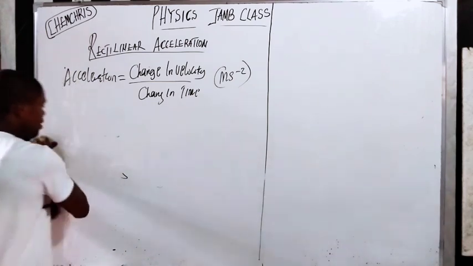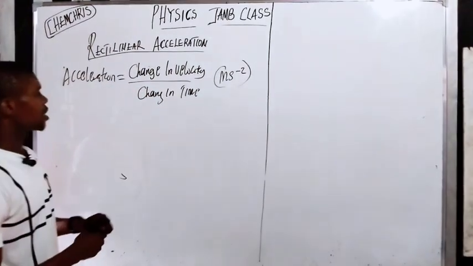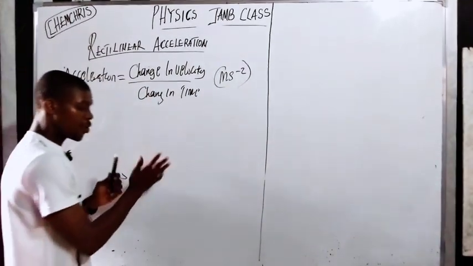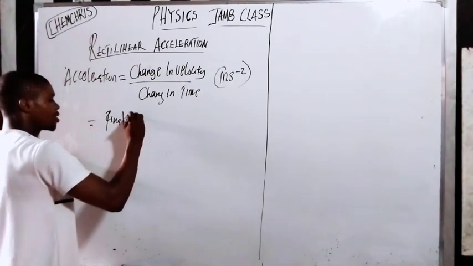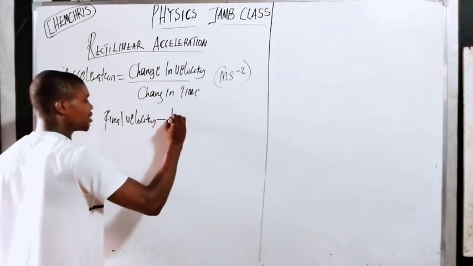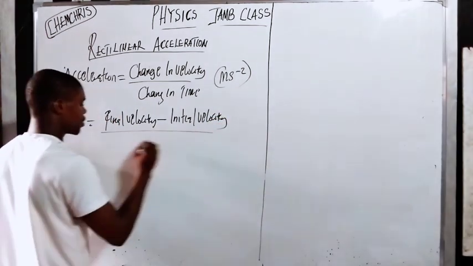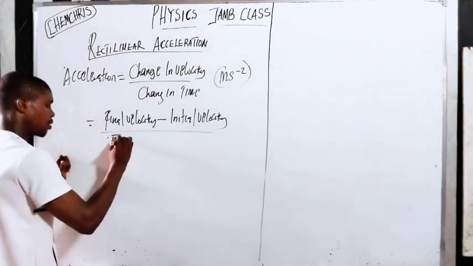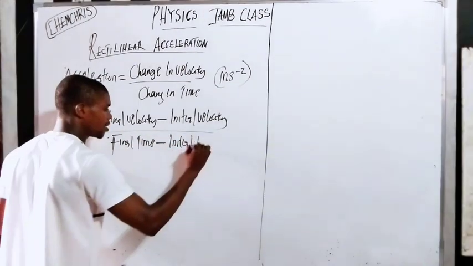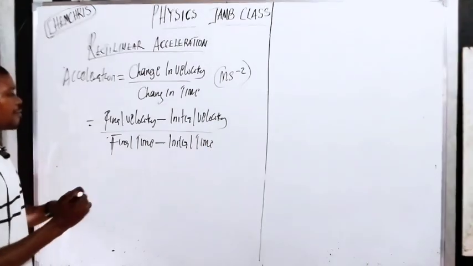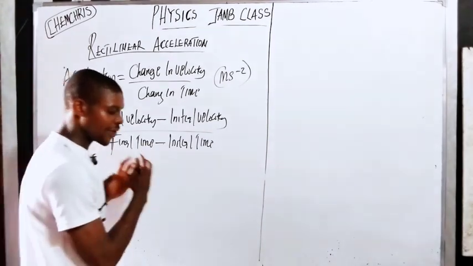So if I talk about acceleration, I say change in velocity over change in time. What does it mean? It means final velocity minus initial velocity over final time minus initial time. That is, final velocity minus initial velocity over final time minus initial time. This is very, very important here.